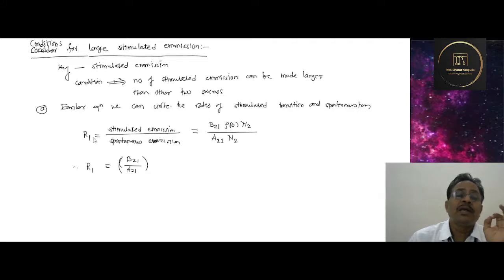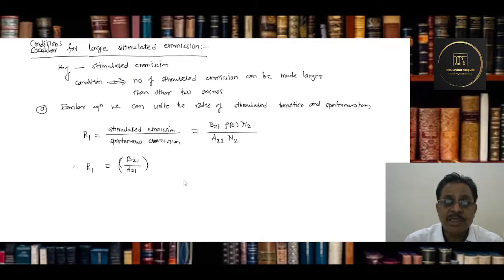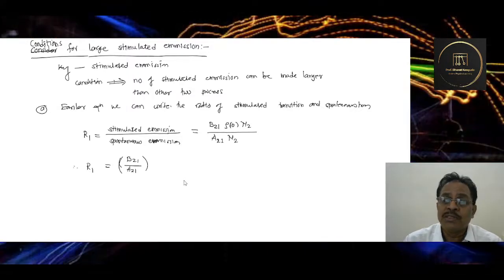So earlier we can write that the number of stimulated emissions can be made larger than the other two processes. Out of these three processes, the stimulated emission process is to be made dominant. This condition is to be achieved, and whenever this is achieved, then there is a laser action, and we can have a good source of laser.